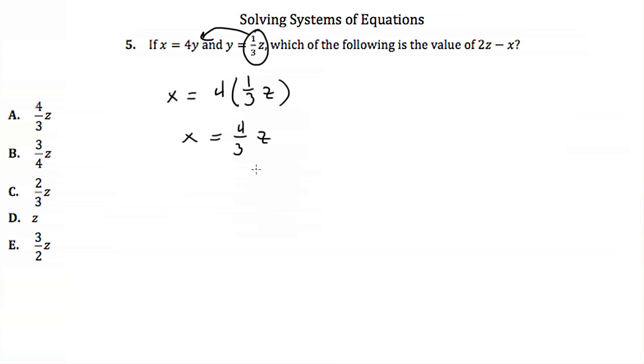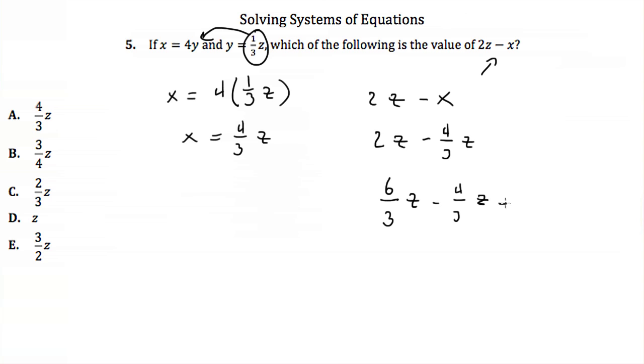So if I plug this into here for x, that would mean 2z minus x is the same as 2z minus 4/3 z. Now, 2z is the same as 6/3 z. So if we subtract 4/3 from 6/3, we will get 2/3 z. So 2z minus x is equal to 2/3 z, and that's answer C.